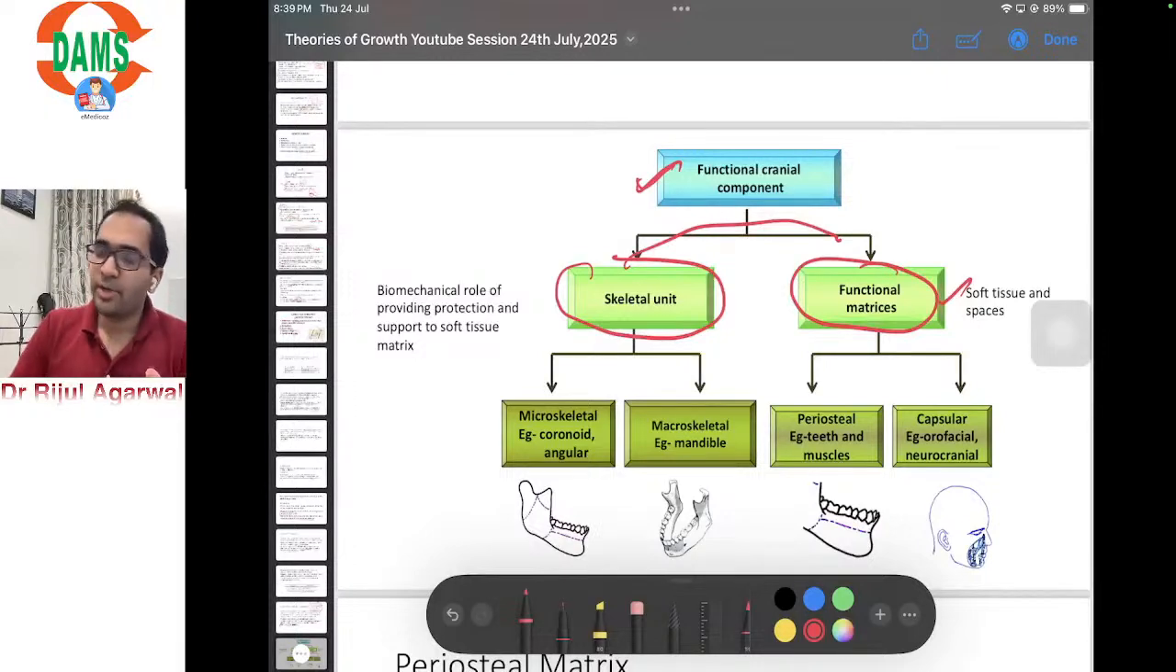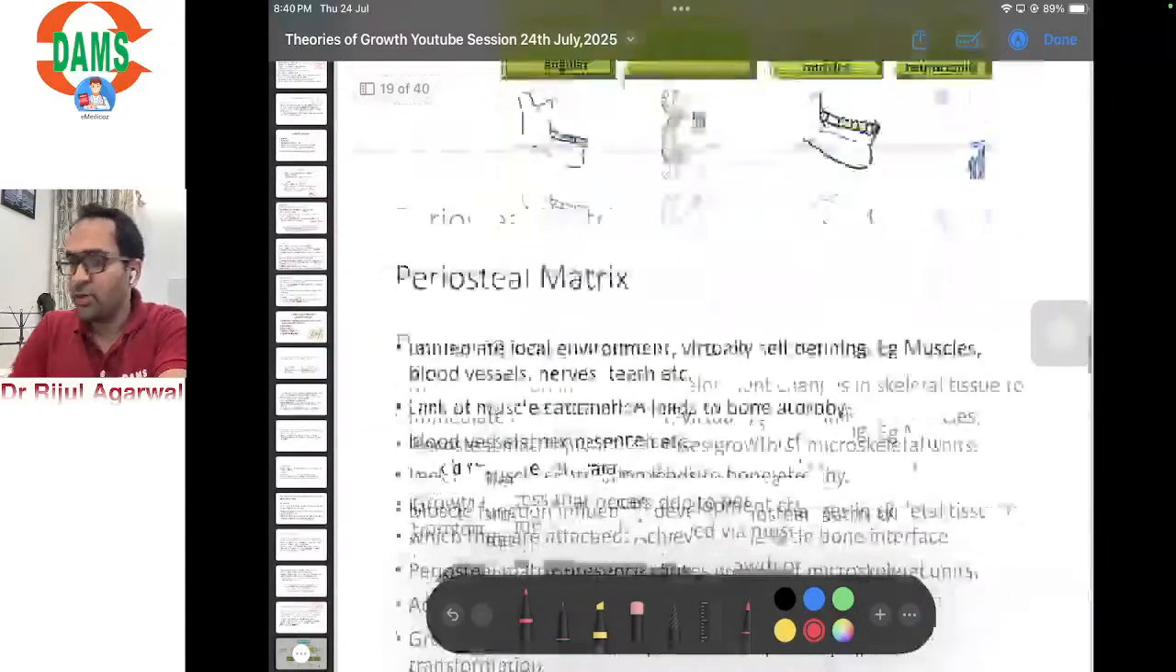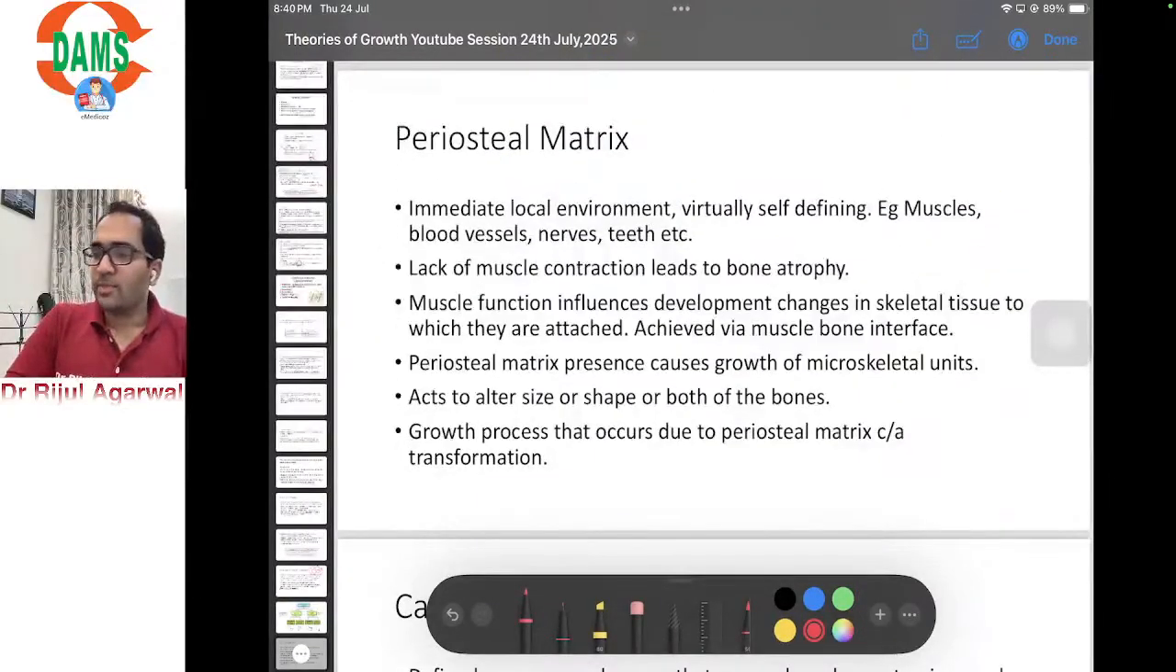The skeletal unit is further divided into small units, that is microskeletal units, which combined together are known as the macroskeletal unit. Similarly, functional matrices are divided into two: the periosteal matrix and the capsular matrix. I hope it's clear until now. What are the microskeletal, macroskeletal, periosteal and capsular matrices? We are going to study them in the upcoming slides, beginning with the periosteal matrix. If anyone has any doubt, please ask. Otherwise, this will become all hodgepodge.